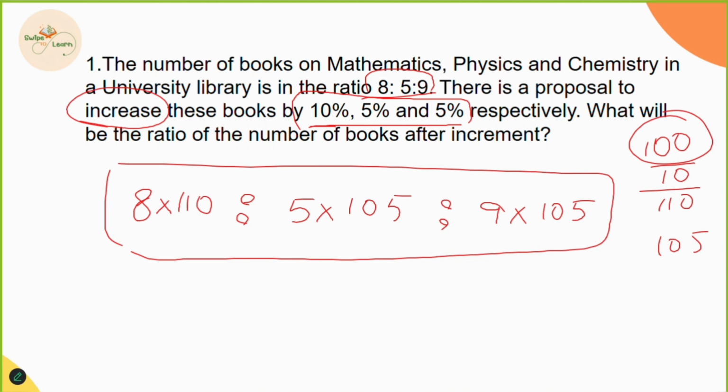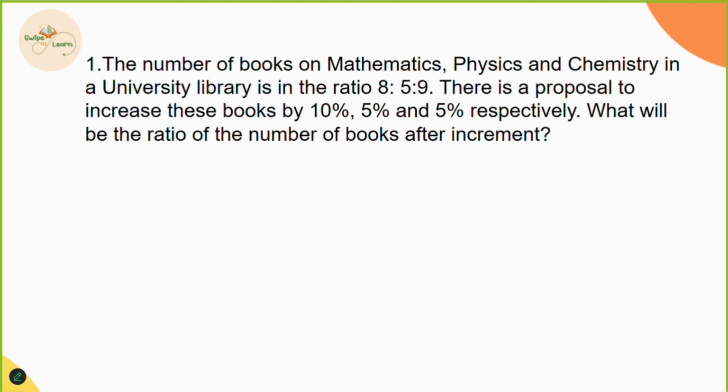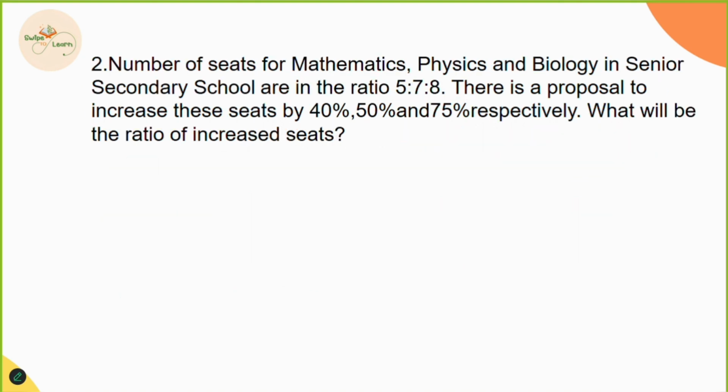Now we can cancel them using the 5 table. So this can be cancelled 22 times and this can be cancelled 21 times. This is also 21 times. Now 8 into 22, 176, and 5 into 21, 105, and 9 into 21, 189. This is the ratio we need to find. They asked what will be the ratio of the number of books after the increment. So after the increment, the ratio will be 176 is to 105 is to 189. Simple problem.